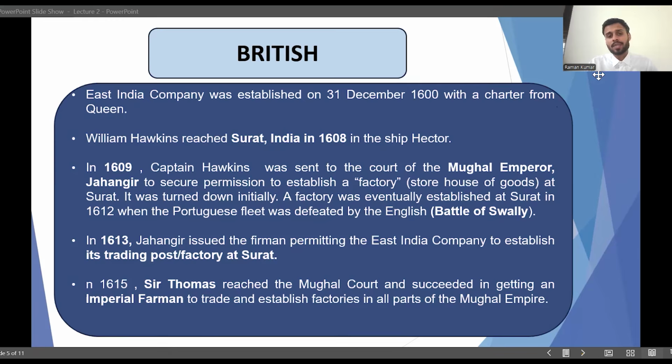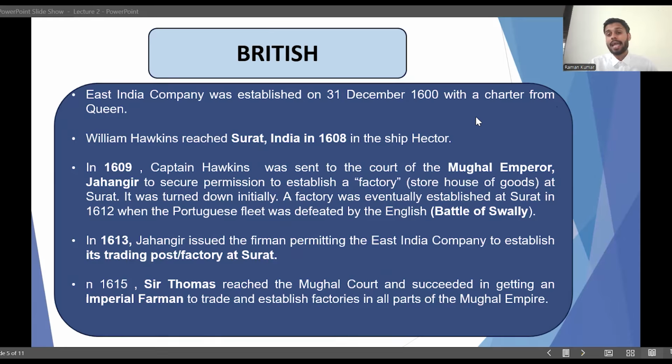In 1609, Captain Hawkins came to the court of Mughal Emperor Jahangir. He impressed the Mughal Emperor with his manners, with his polite talk, and with the military and naval power that the British had. So he requested permission to establish a factory. A factory was not a manufacturing company at that point of time. It was merely a trading venture. He wanted to establish on behalf of the East India Company a factory in Surat.